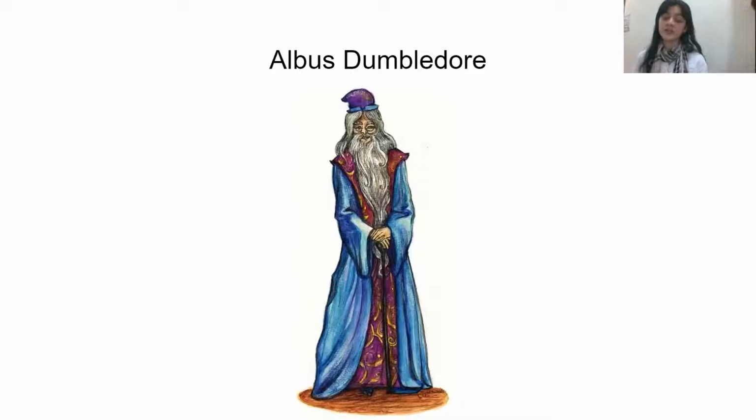And finally, we have the principal, Albus Dumbledore. He is a very ancient wizard, and of course, he is the principal of Hogwarts for a reason. He has lots of knowledge, lots of experience, and will always guide Harry, Hermione, and Ron throughout the story of Harry Potter. He's extremely clever and always knows what is going to happen, almost like he can predict the future.